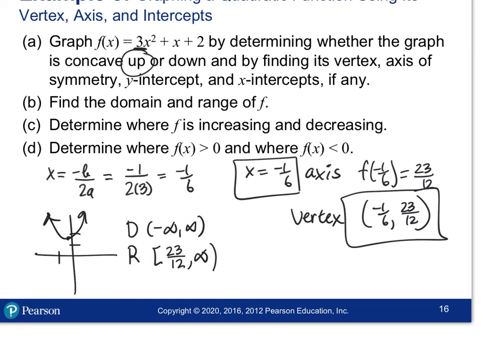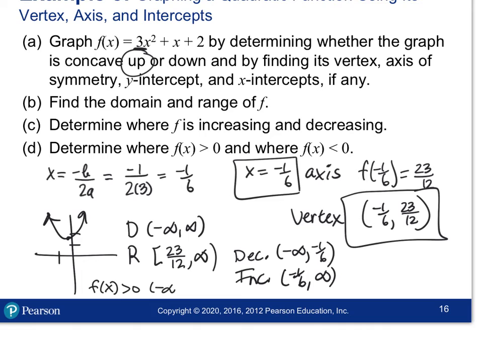Let's see, increasing, decreasing. Okay, well, it's decreasing on the first chunk, so it's decreasing from negative infinity to an x value of negative 1/6. It's increasing from negative 1/6 to infinity. Where is that greater than 0? Everywhere. The entire thing is greater than 0. So f of x is greater than 0 from negative infinity to positive infinity. So that's everywhere.